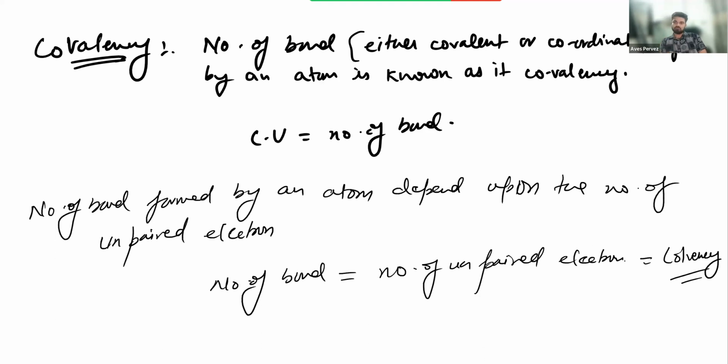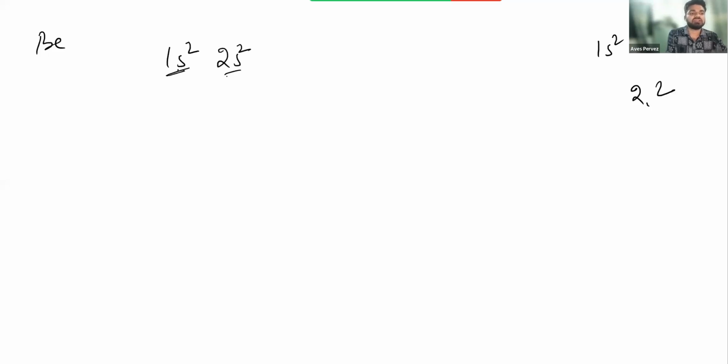Okay, so if I'm having beryllium, the electronic configuration of beryllium is 1s2 and 2s2. That is going to have 2, 2 electronic configuration. So 1s2, okay, and 2s2. So this is the first shell, and then the second shell, it is also going to have 2 electrons.